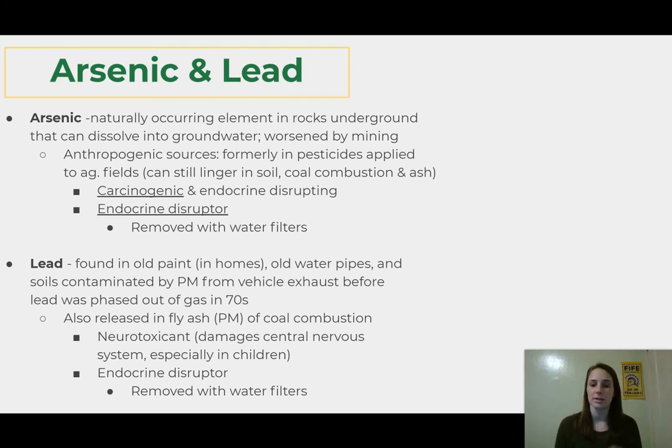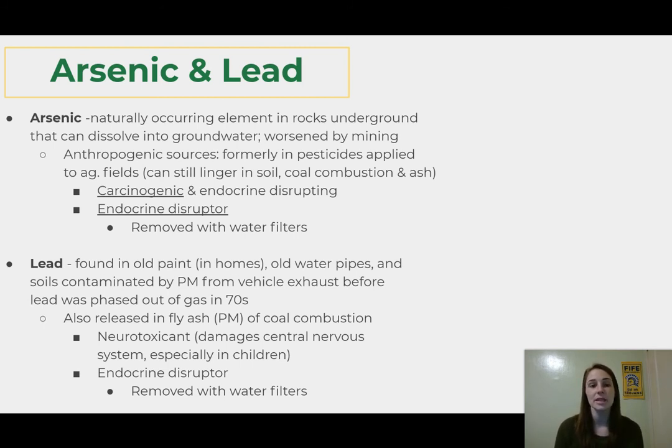And so as that exhaust was going out and the particulate matter was settling with the lead, it can still be in the soil, even now, even though it was phased out decades ago. It's also released in fly ash, which is the particulate matter that's coming out of coal combustion. And the problem with lead is that it's a neurotoxicant, so it can damage the central nervous system, especially in children who have sensitive brains that are in the middle of developing. And it is also an endocrine disruptor, as are all the things we're talking about in these notes.